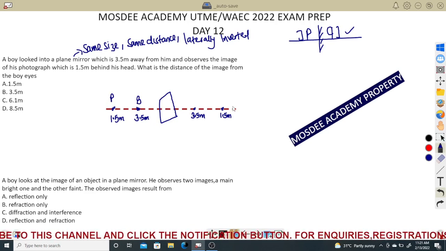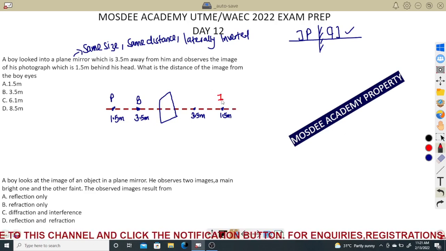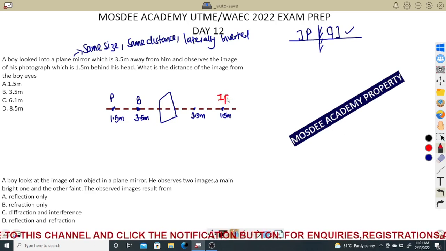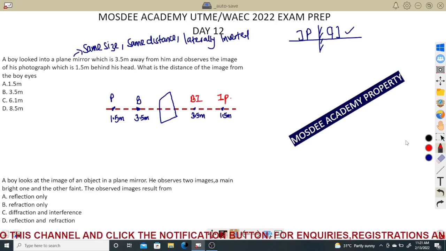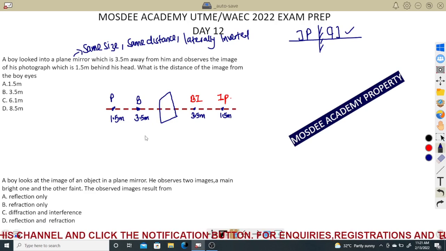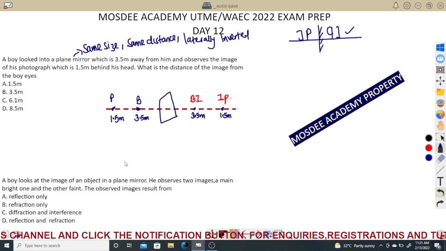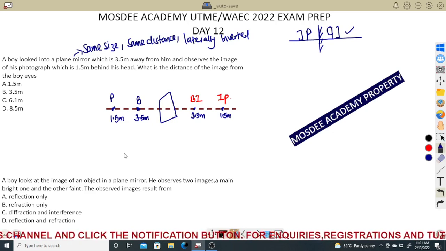I'll take it as P. Then this is the image of the photograph. Then this is the image of the boy's image. I just wanted to show this. So now if the question asks us what is the distance of the image from the boy, please, you need to be careful about this type of question. The distance of the image from the boy is taken from this particular point.